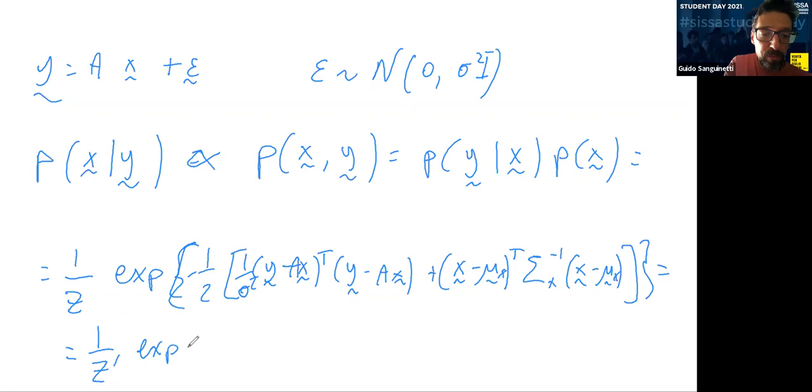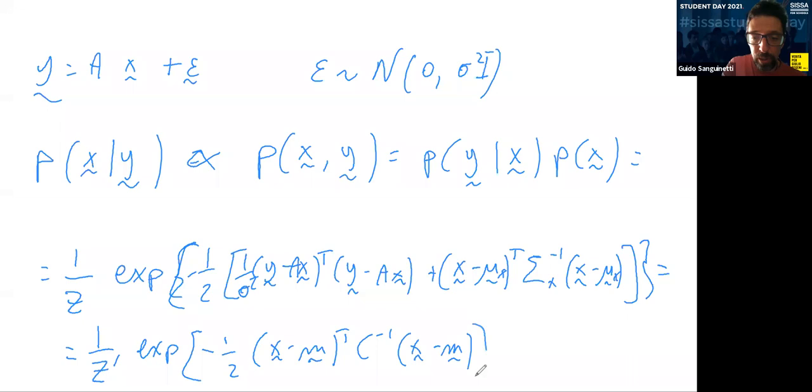To x of minus 1/2 (x minus m) transpose C to the minus 1 (x minus m). So I'm writing the most generic quadratic form in x. And this corresponds to a Gaussian with mean m and variance covariance matrix C. And this will be the posterior mean and the posterior variance covariance matrix.